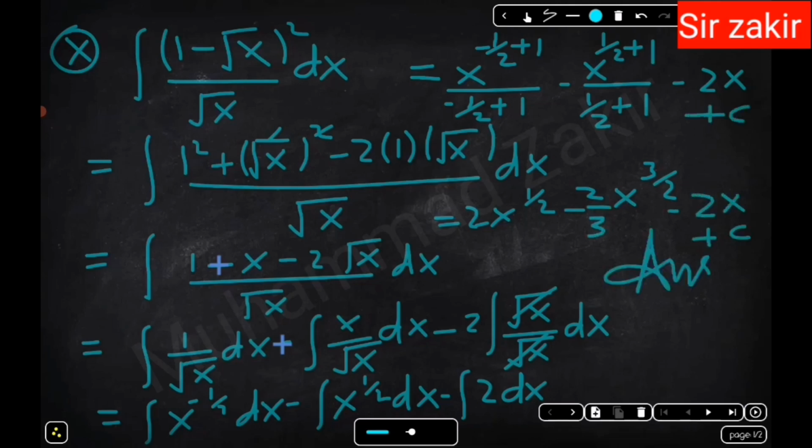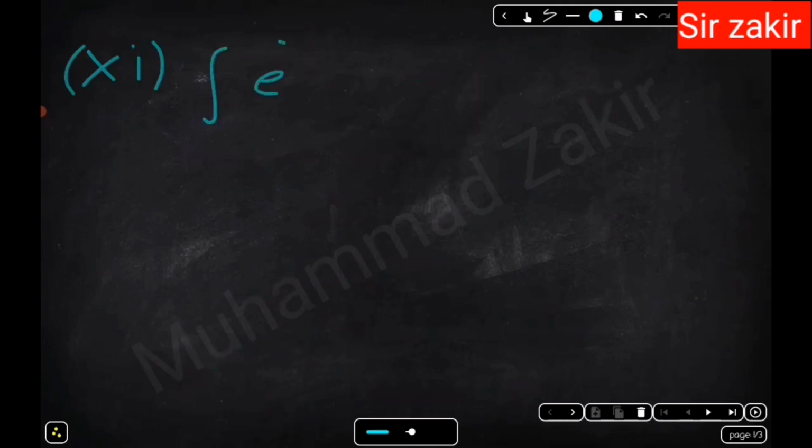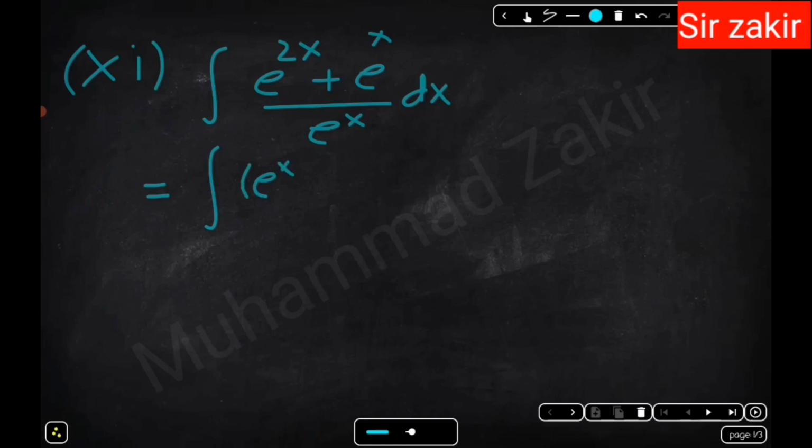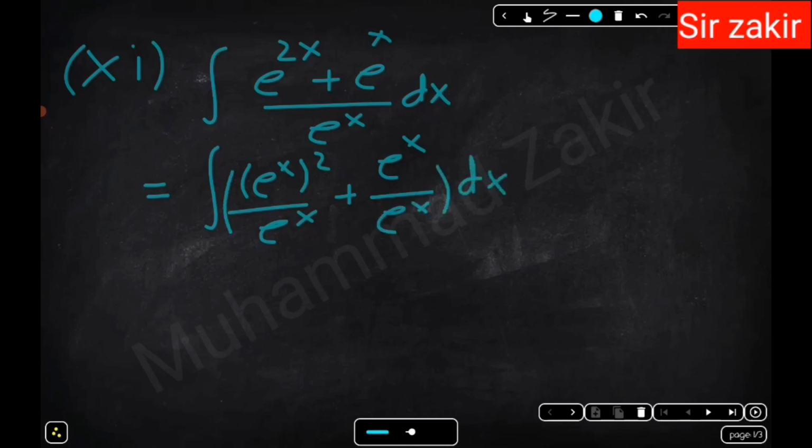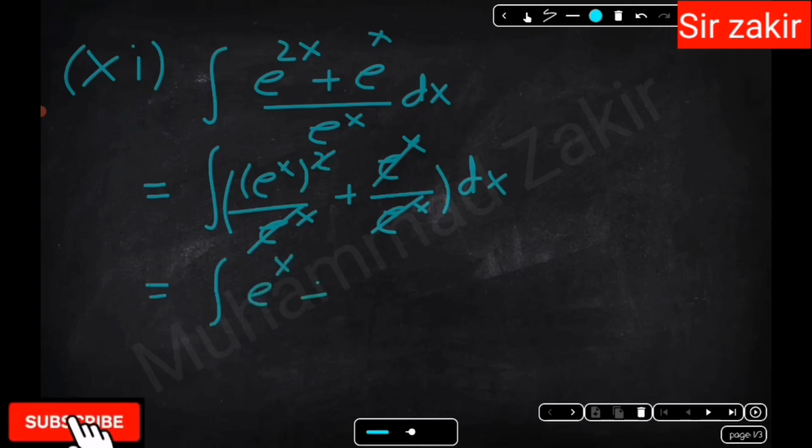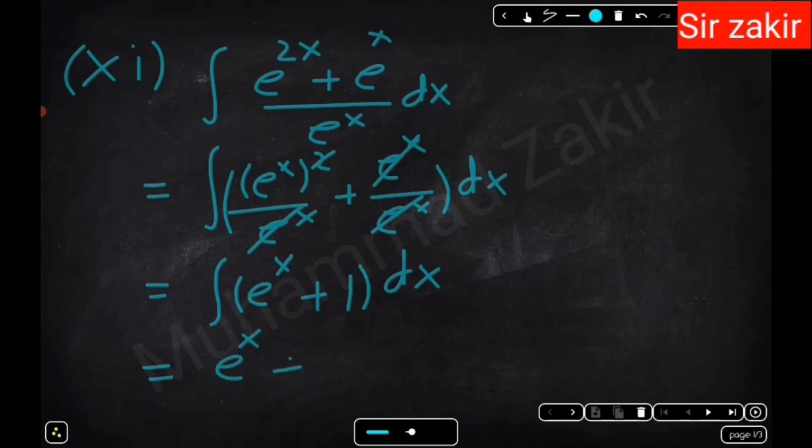Next is the last part of question 1. It is integration of (e to the 2x plus e to the x) divided by e to the x dx. We split this fraction. We write it as e to the x power 2 by e to the x, plus e to the x by e to the x dx. Then this is cancelled with it. These two will also be cancelled. So what we have is integration of e to the x plus 1 dx. Integration of e to the x is e to the x. Integration of 1 is x plus c. This will be the answer.